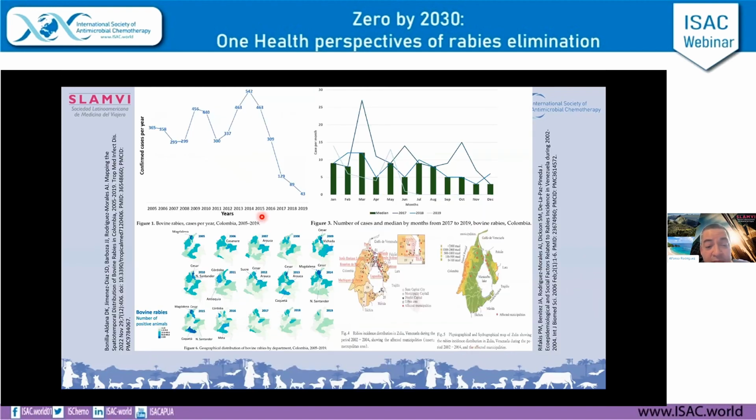In this way, it's important to mention, this is part of one study we published last year related to the fact that farm animals, cattle, bovines, are also part of the animals that we need to keep under surveillance in the country, as these blue areas are cases of bovine rabies in Colombia over this period of time.